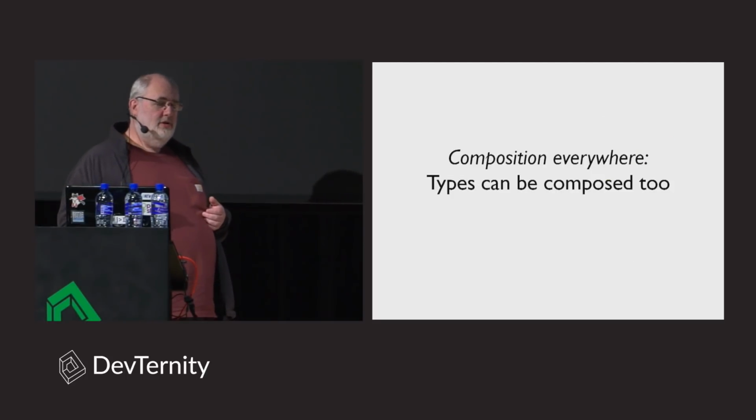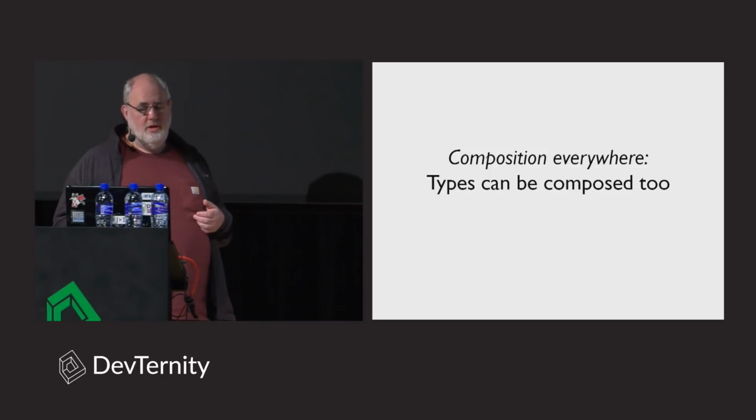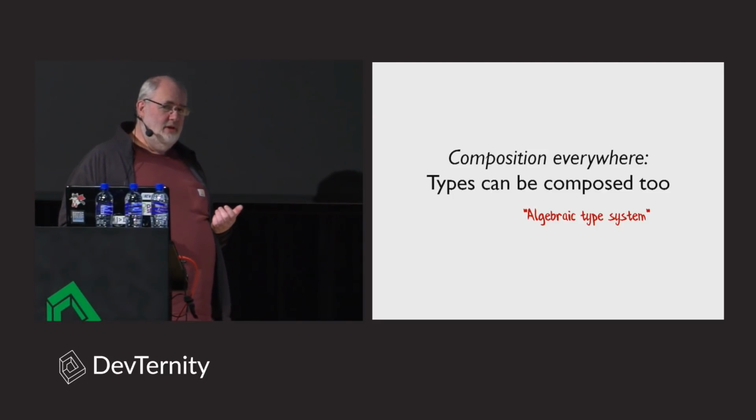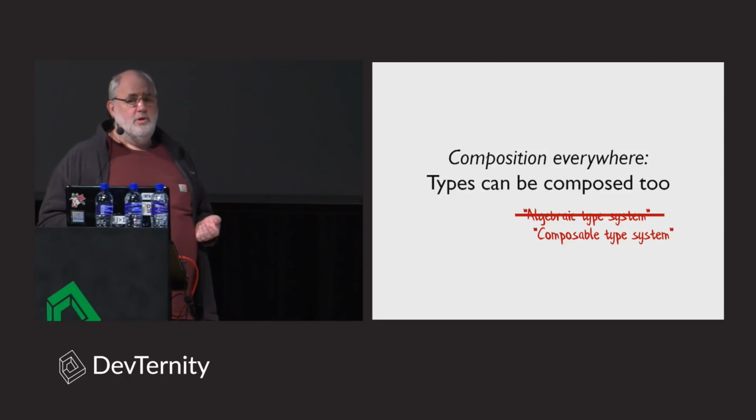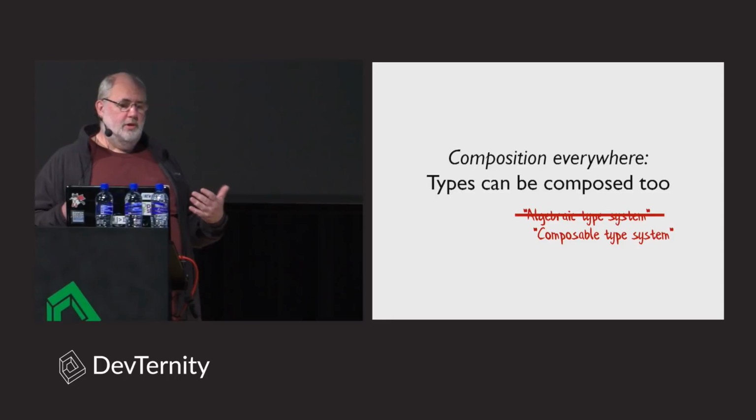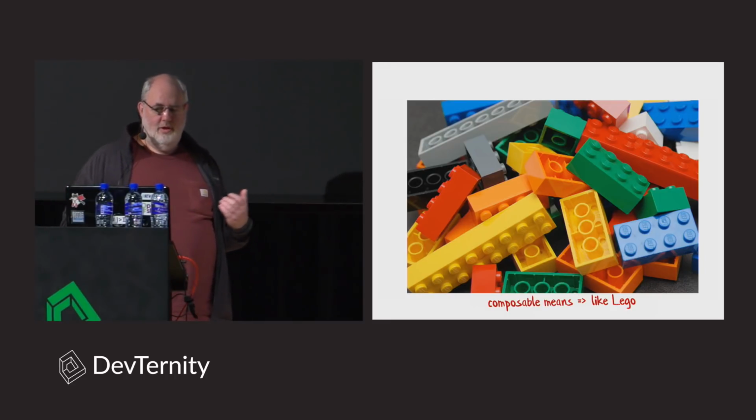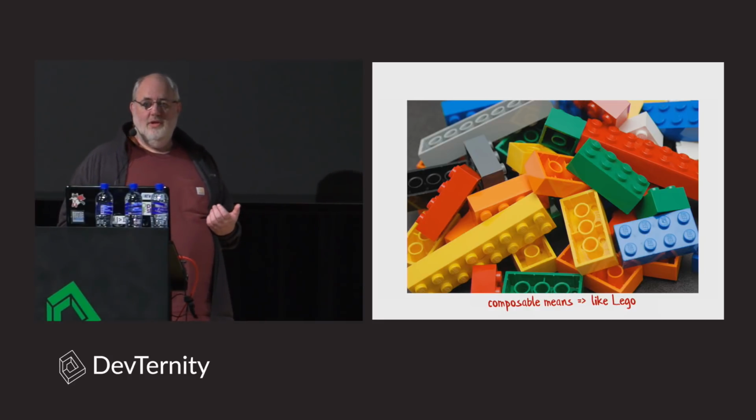What's cool about types in statically typed languages like Haskell and F# is they can be composed too, just like functions. And we call this an algebraic type system, or a better word would probably be a composable type system, because again, you can build bigger types from smaller types. And again, composable like Lego. So if you know how to use Lego, you know how to use an algebraic type system.